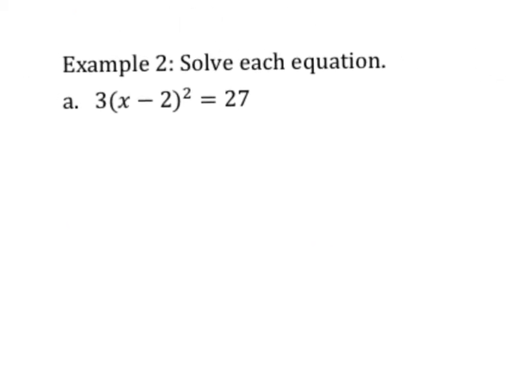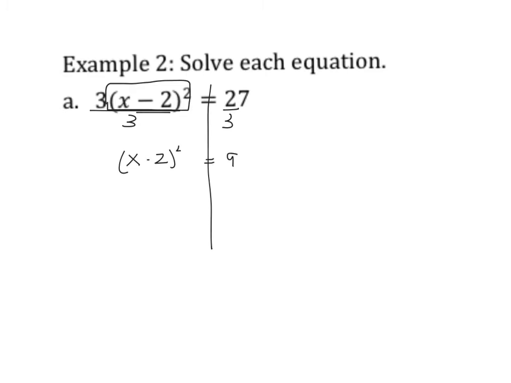All right, example 2a. So remember, on the front, I told you to pay close attention to the note that said that we wanted to solve for the squared term. So here we have this thing being squared. We're going to solve for this entire thing. So we want to undo that 3. It's being multiplied, so we're going to divide both sides by 3. I'm left with x minus 2 squared equals 9.